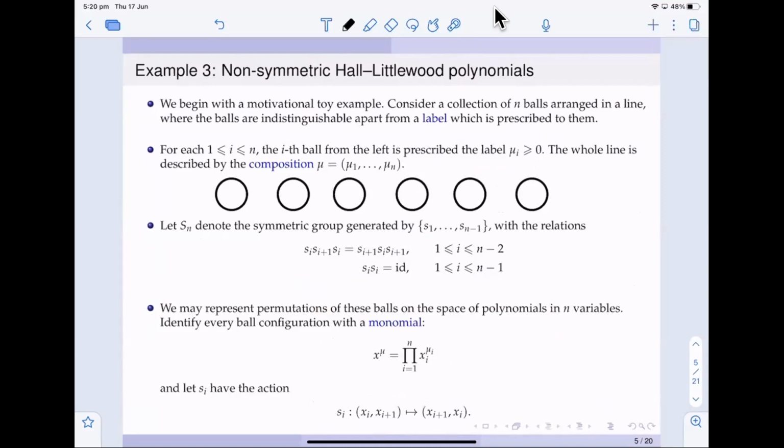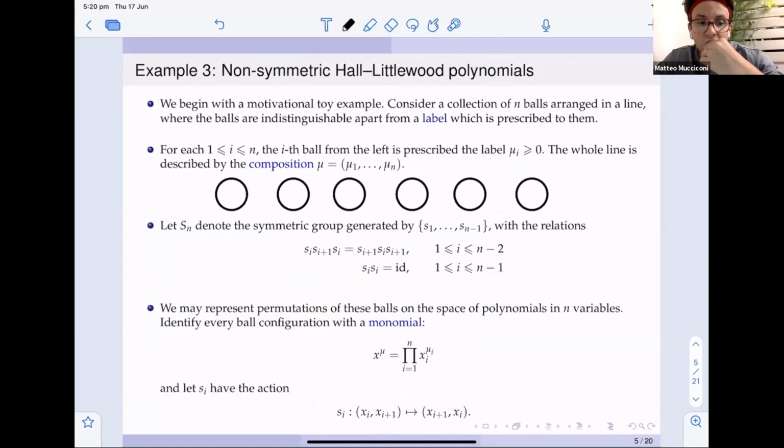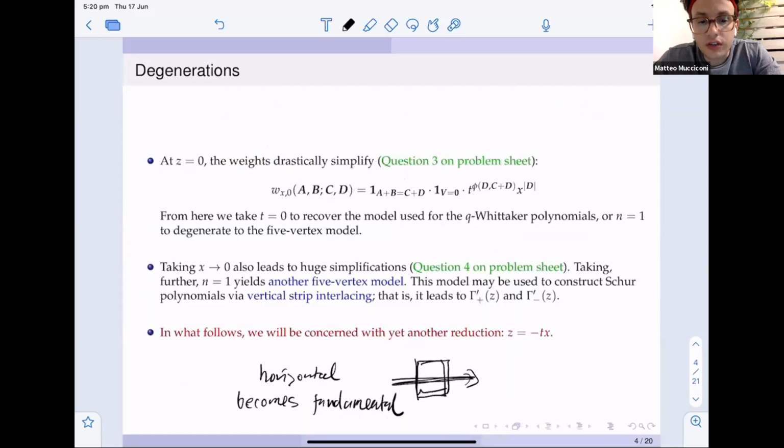I have a question. So with this simplification, let c equal t over x or something. So you reduce to the fundamental representation, but in general, what representation are these vertex weights for?